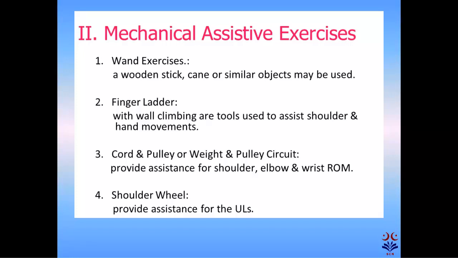Number two is the finger ladder. In the next slide, I will show you what a band is, what a finger ladder is, and what the other pulley circuits, pulley and weight circuits, and shoulder beams are. Finger ladder, with wall climbing, is a tool used to assist shoulder and hand movement. Number three is the cord and pulley or weight and pulley circuit, which provides assistance for shoulder, elbow, and wrist range of motion. Number four is the shoulder wheel, which provides assistance for the upper limbs.